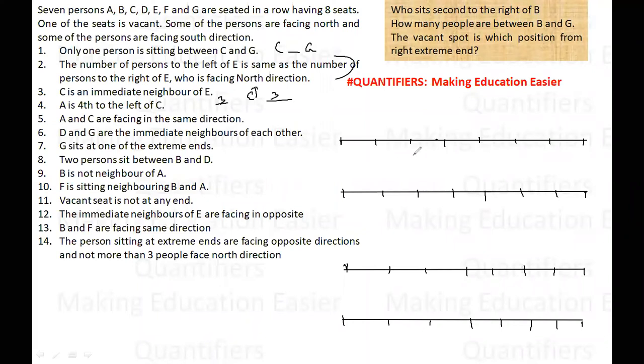So one case will be 1, 2, 3 people, E is here and C is the neighbor. So E is facing north. So one case will be E is here and C is here. One case will be 3 people from here, E is here and C is on this side. So these are the cases.